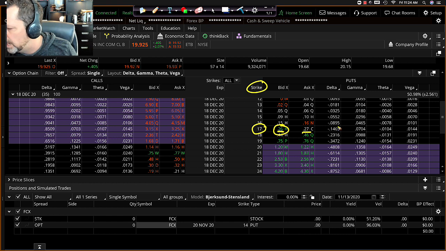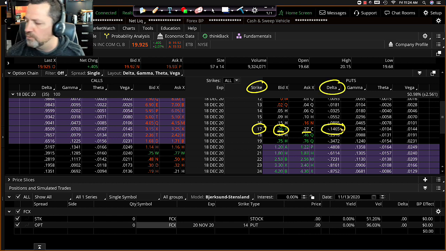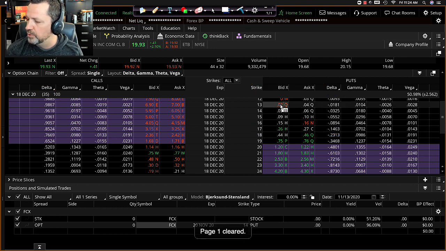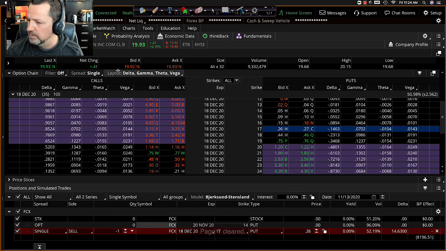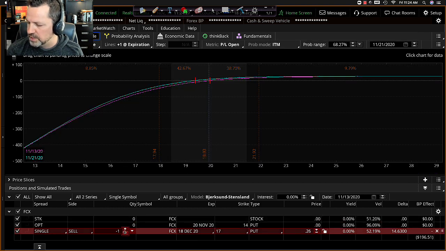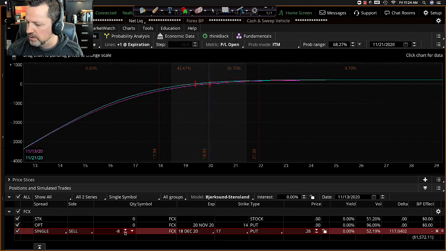That's just a penny bid-ask spread, and it's got a delta of 0.1465, so basically right there at 15. And again, these have 35 days to expiration. So I'm going to go ahead and put that into the Analyze tab, and I'm going to do the same position size. I'm going to sell 10 contracts on that.